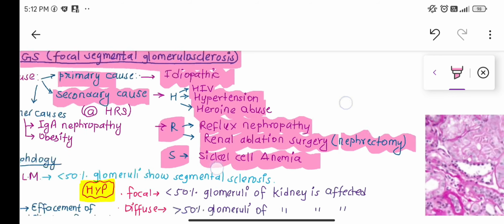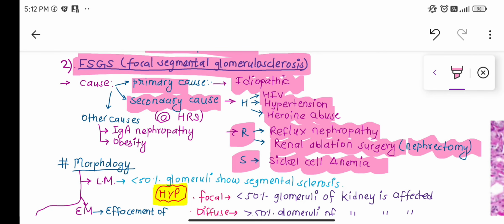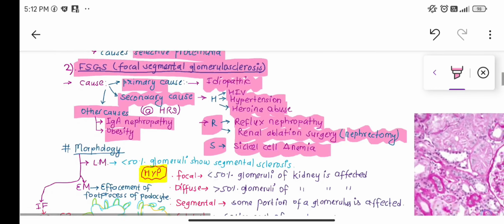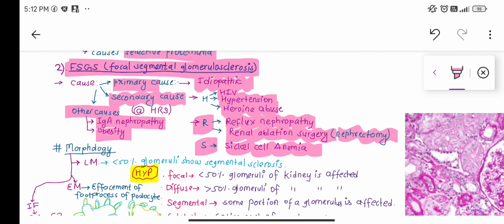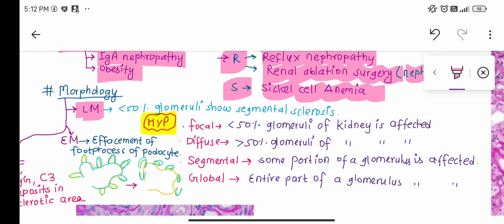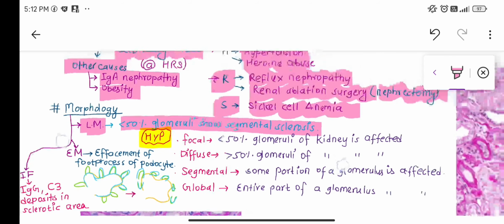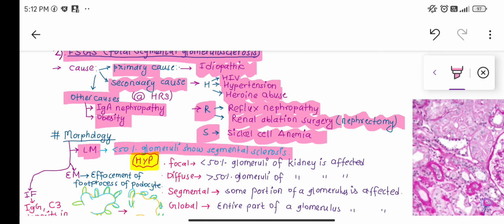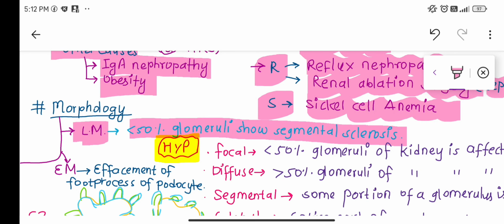Next, for S, it is sickle cell anemia. So these are the causes. Other causes of focal segmental glomerulosclerosis include IgA nephropathy as well as obesity. Now what is the morphology? Under the light microscope, less than 50% of the glomeruli show segmental sclerosis. Focal means only some of the glomeruli of a kidney are affected.